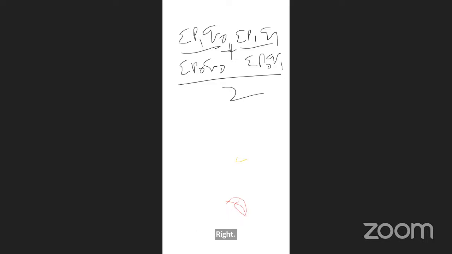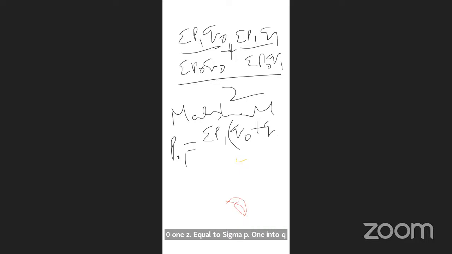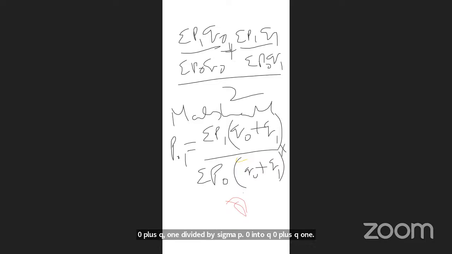Ma'am, can you say the Marshall-Edgeworth method formula? Okay. Now I'm writing the Marshall-Edgeworth P01 is equal to sigma P1 into Q0 plus Q1 divided by sigma P0 into Q0 plus Q1. And the whole thing should be multiplied with 100 because you have to get it in percentages, right? Index numbers, you have to multiply with 100.